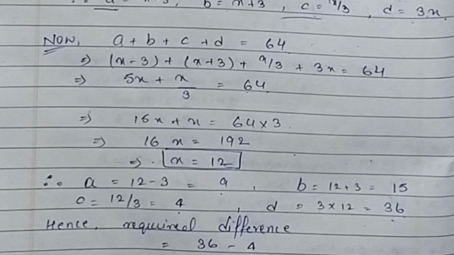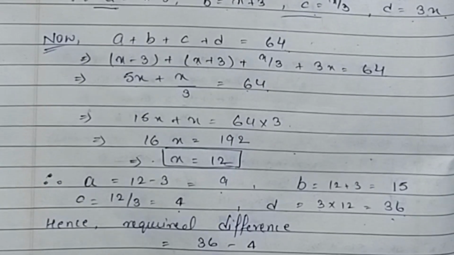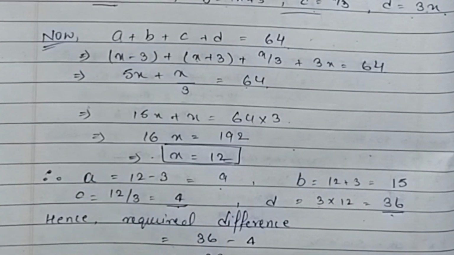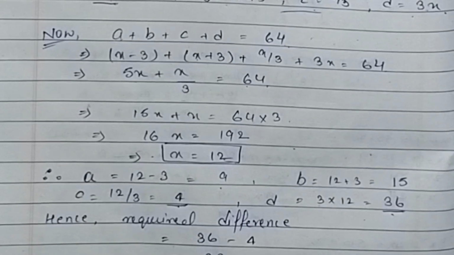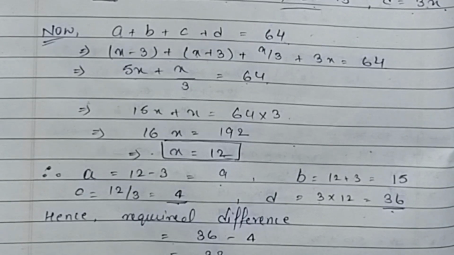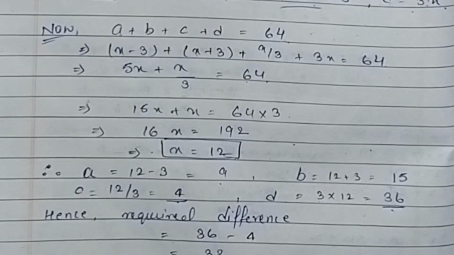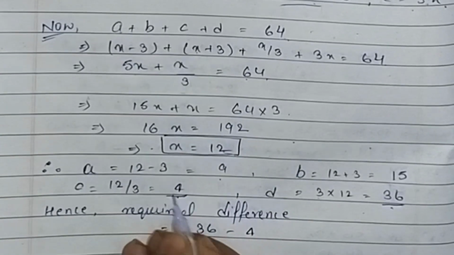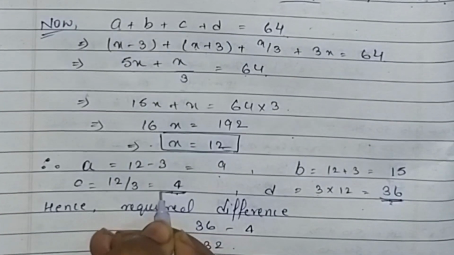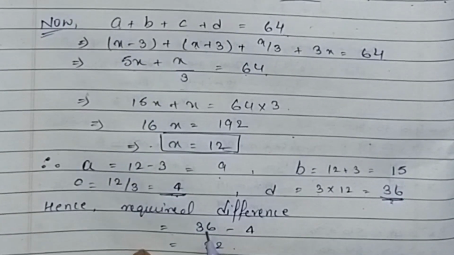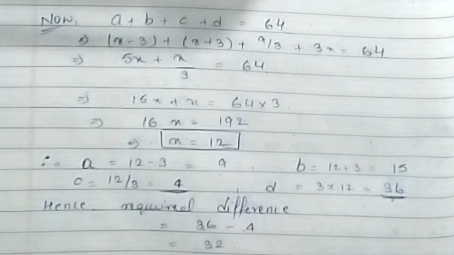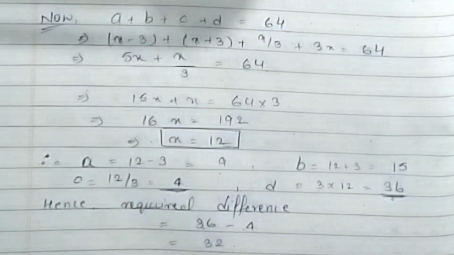So from that we can find that the largest number is 36 and the smallest number is 4. Now the last part of the question says that we have to find the difference between the largest and the smallest original numbers. So we have found the original numbers, which are 9, 15, 4 and 36. The largest number is 36 and the smallest number is 4. So we have to find the difference, which is 36 minus 4, which will give you 32 as an answer. So our answer for the second question is 32.